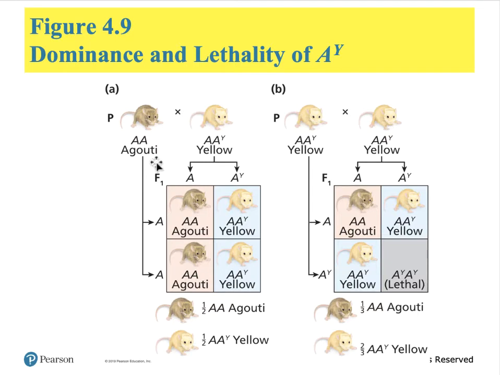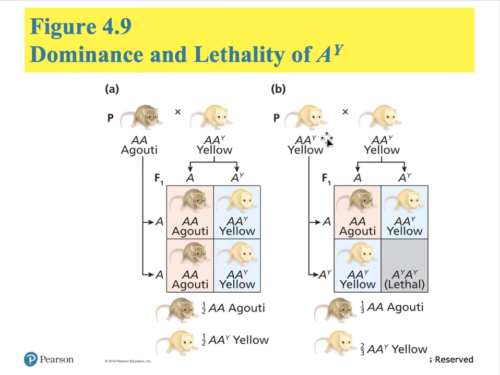So let's show you that with this diagram here. So we're breeding a pure breeding agouti mouse with a yellow mouse. And these are the gametes produced by each of those parents. And these are the possible children. And the ratio is 1:1.